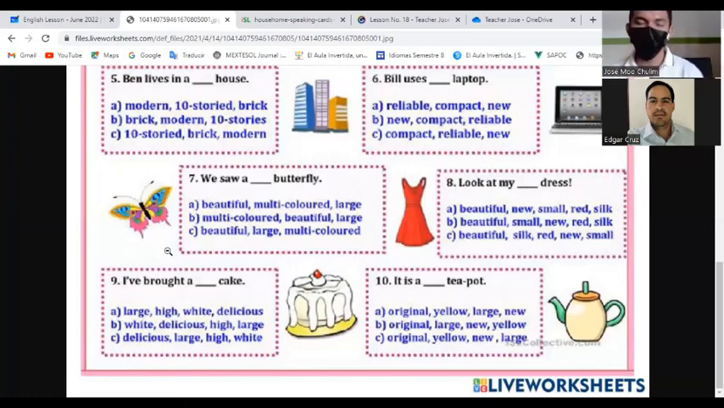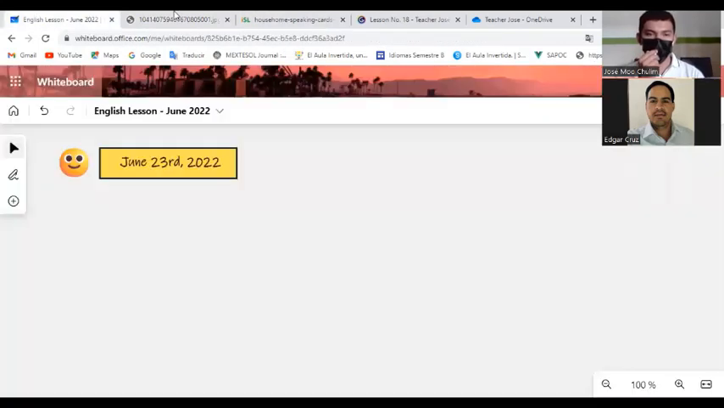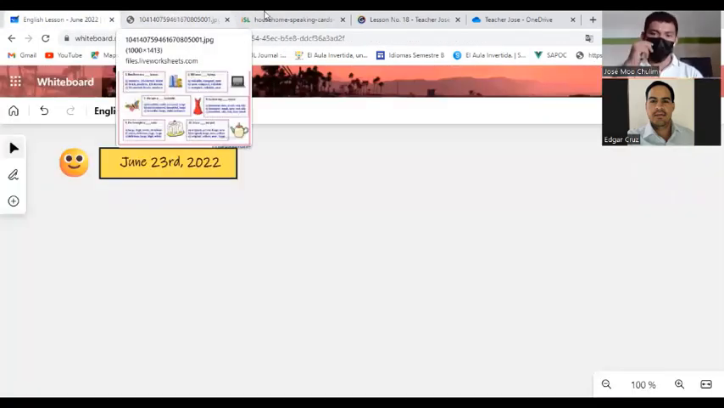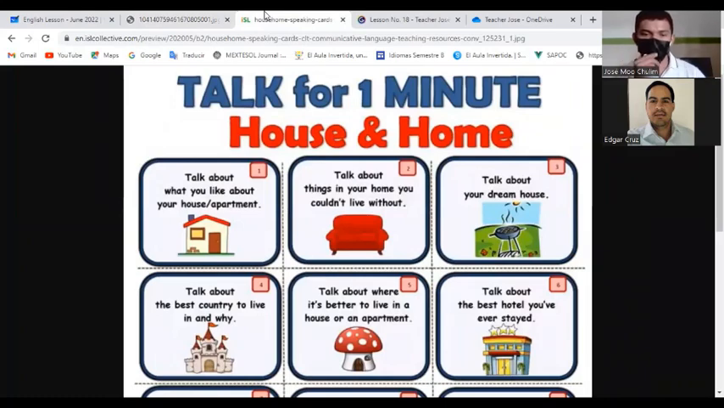Any other question? No, not yet. Okay, Edgar. So let's continue then. Well, today we're not going to learn a new grammatical topic because we're going to continue practicing. Do you remember this type of activity that we did in our previous lesson? Yep. Okay, in our previous lessons we did a similar activity to speak, but with other topics. Today's topic is about house and home.